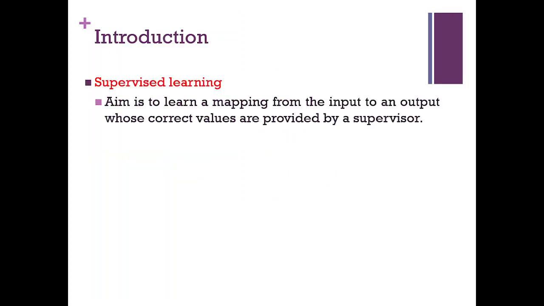Now, starting with it, first we need to know what is supervised and what is unsupervised learning. Talking about supervised learning, the aim is to learn a mapping from the input to an output whose correct values are provided by a supervisor. For instance, you are attending your classes and your teacher gives you a question to do. Now, while you are solving the question, she is there to help and supervise you as to the right methods of solving that question. That, for you, is supervised learning.